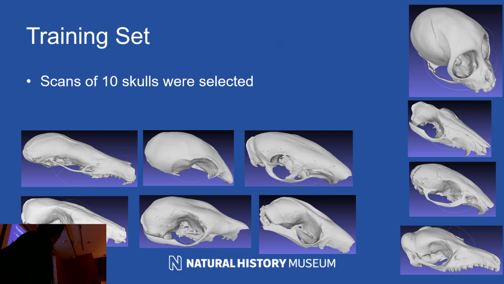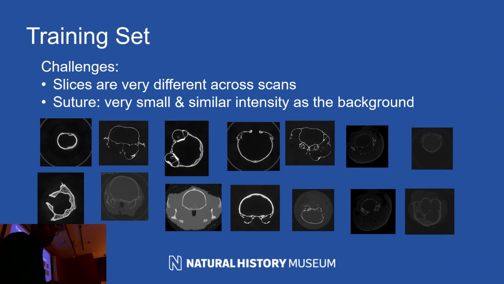So here are the 10 skulls as selected. I think they look quite varied across the taxa, and probably that will introduce some difficulty for the model. And here are some, just to give you a taste of how different they look in the CT slices. Obviously, the difficulty for humans would also be difficult for the machine, because they are very small and have similar intensity to the background.